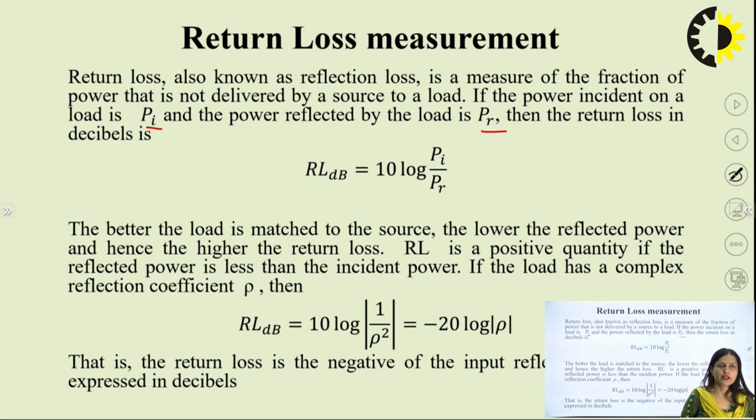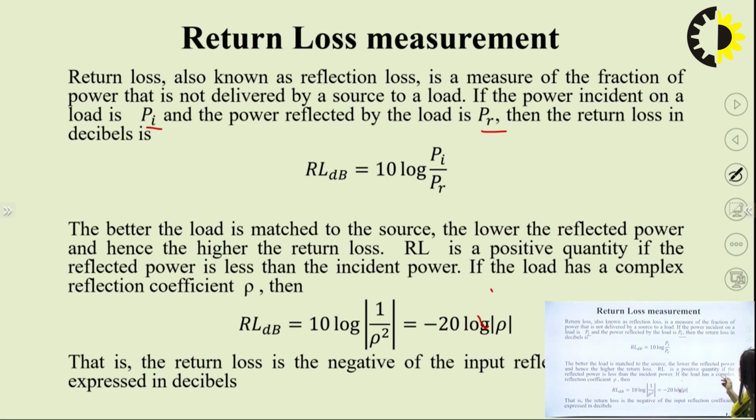The better the load is matched to the source, the lower the reflection. It means if your load is perfectly matched, then there will be no reflection, and if there is no reflection, PR will be 0, then the return loss will be 0. It means all the signals which are transmitted will be 100% delivered to the load. Return loss is a positive quantity if the reflected power is less than the incident power. See here, if this factor is very small, 0 point something, then this complete unit will become very large. So overall your return loss will be high. And if your reflected power is 0, then something divided by 0 will be infinity, so your return loss is very high.